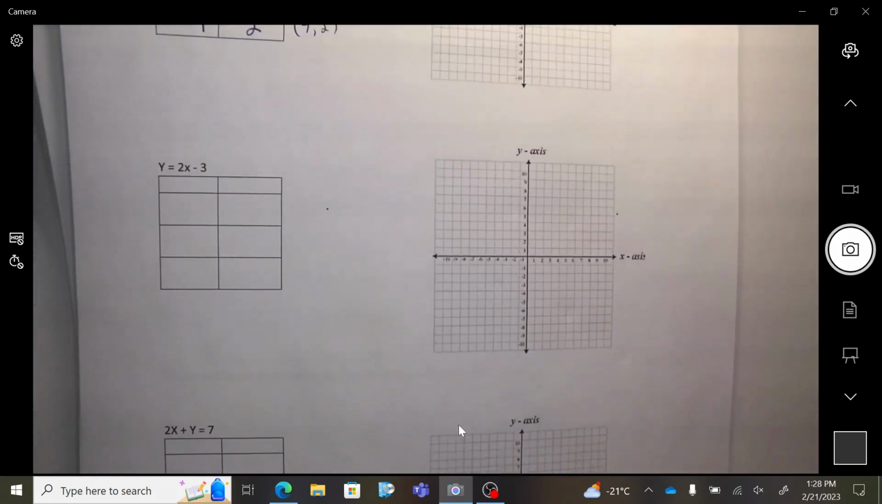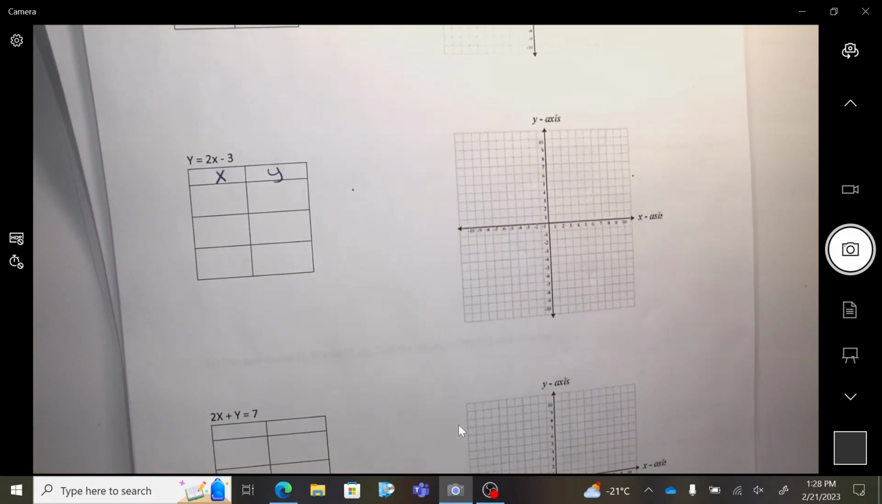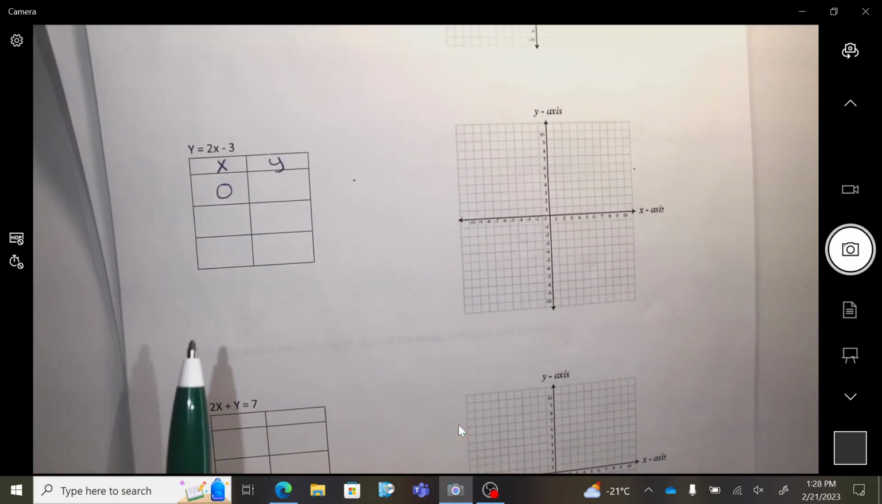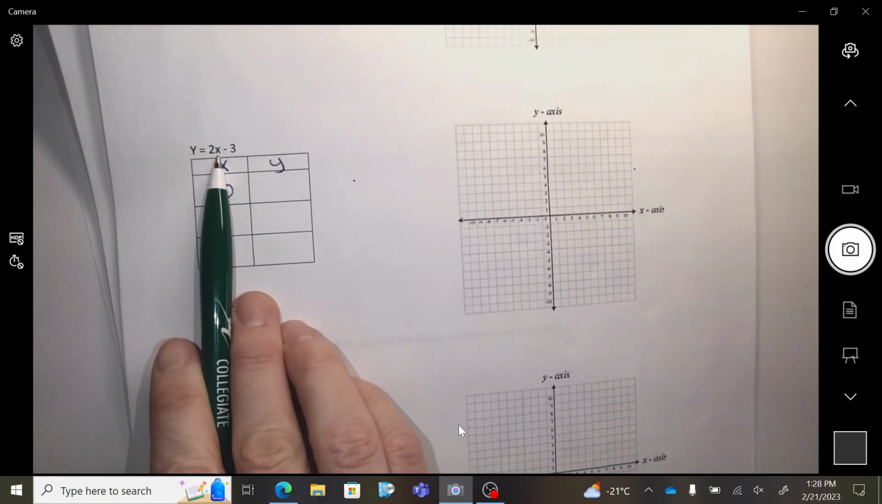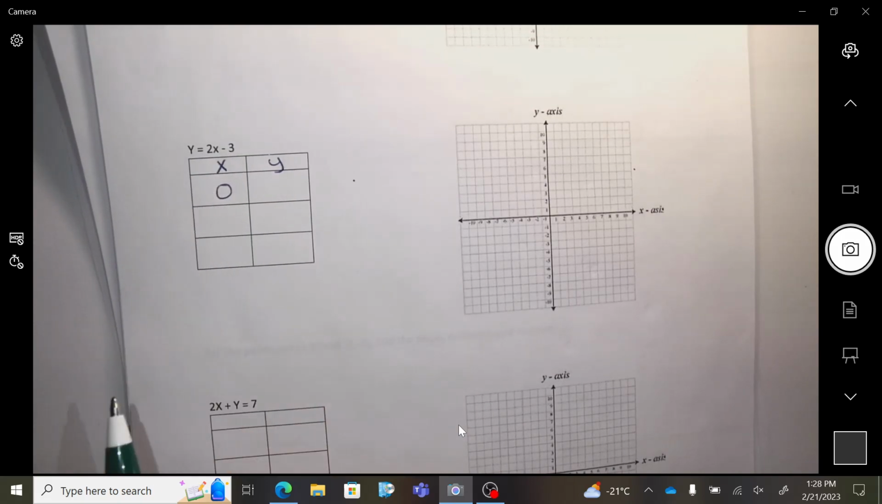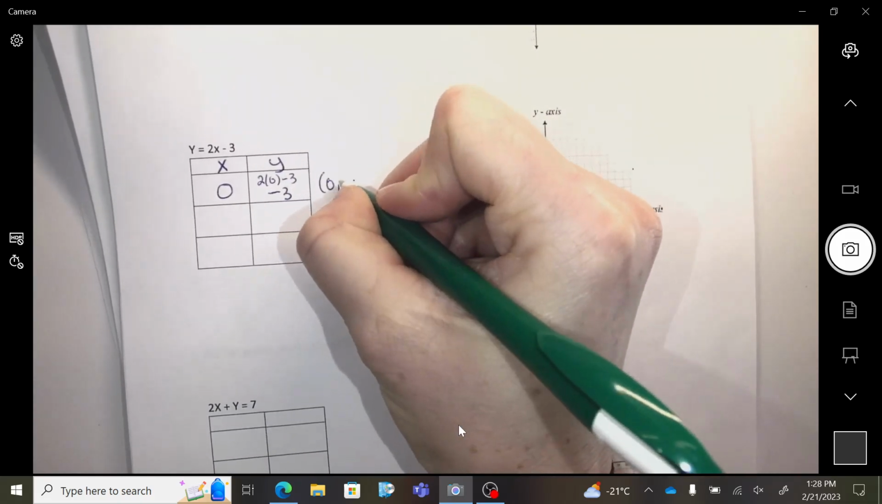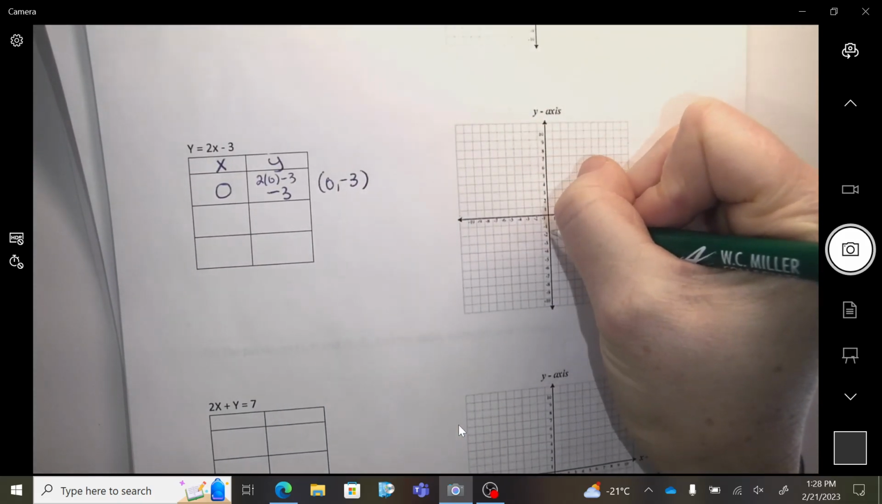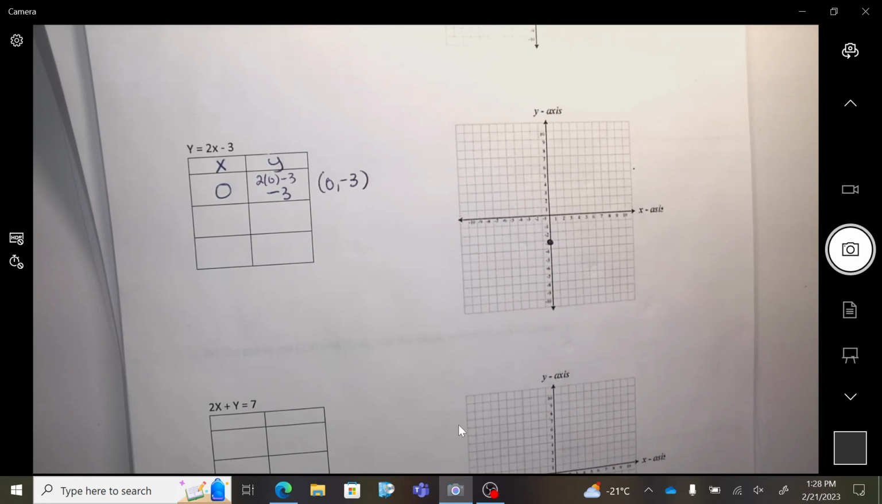Okay, let's try another one here. We're going to pick some x values and see what happens to the y. Okay, what is my favorite x value to pick? 0. Y is 2 times 0, subtract 3. What does that come out to be? Comes out to be negative 3. So 0, negative 3 is on the equation, which I already know it's going to be a line.